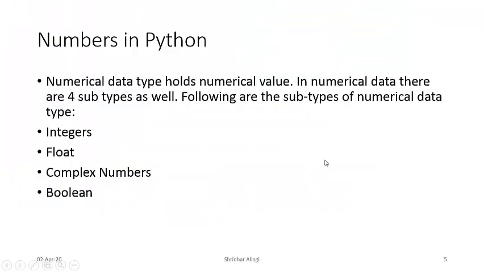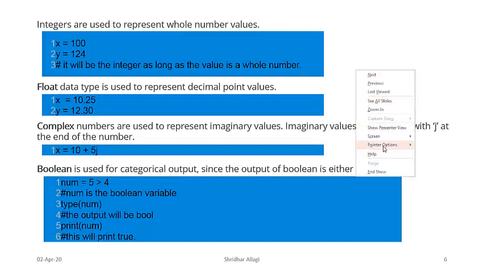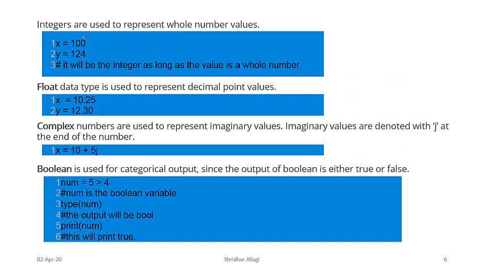So the first data type in Python is numbers, right? The numerical data type holds numerical values. In numerical data there are 4 subtypes as well. First one is integers, then float, complex numbers and boolean types. The integers are used to represent whole numbers, say like 100, 124, like this.